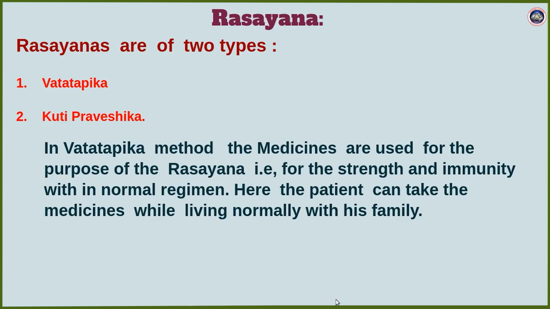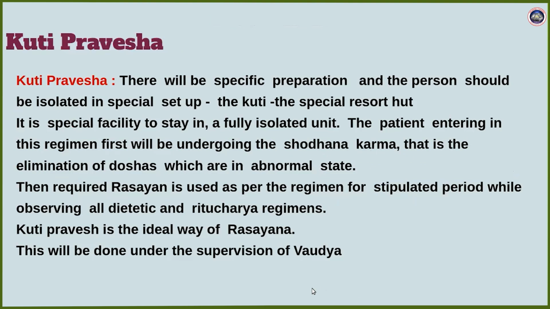that is called Vata tapika. But Kuti Pravesha is a specific method in which the person is taken into a kuti. Kuti is nothing but a parnashala, a small hut-like thing, but we can say a special resort hut. In that, he will not be attending to his routine duties and work. He will be completely calm and quiet, and he is given specific food, and he is first cleansed. That means Panchakarma is done. That means all the doshas are fully kept in the normal state, and then a particular type of rasayanam is started, and slowly the rasayanam completes, and he will be completely regenerated, and he is sent back after the complete regeneration.